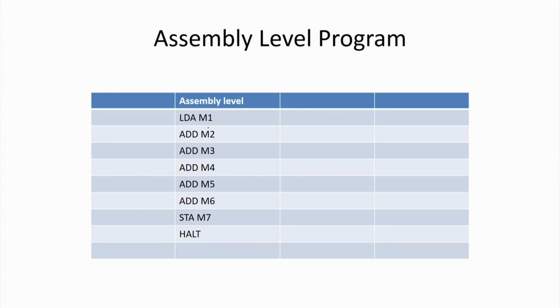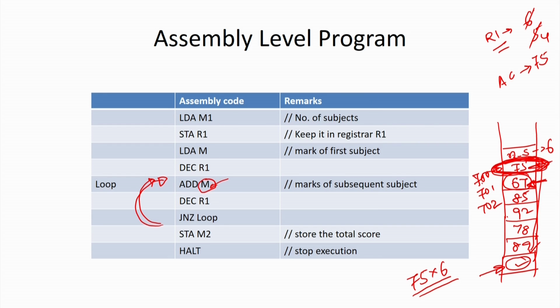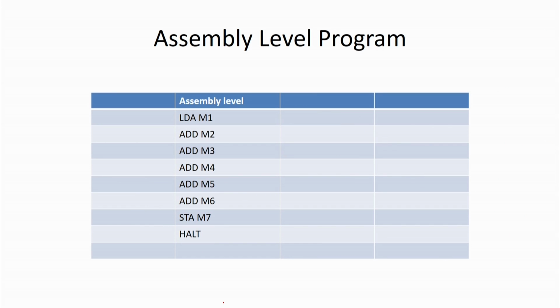So, load accumulator M1. The first number I am getting is in memory location 700. That means load it from this particular memory location. M2: take the number from the second location, add it and store it in a memory location. Like that, add M3, M4, add M5, add M6, then store the result in M7 and halt. So, we are going to write an individual instruction for each and every number.